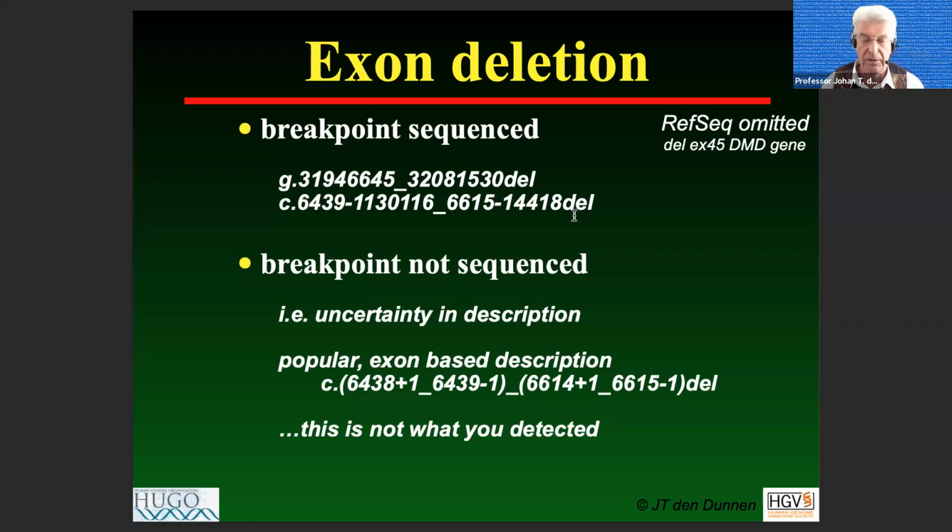The most popular description of the deletion is then based on exon format. So you indicate, assuming that this is an example of the deletion of exon 45 of the DMD gene, where the MLPA shows that exons 44 and 46 are present, then you can describe the deletion like this. The deletion starts in the intron 5' of exon 45, and it ends in the intron 3' of exon 45. The problem is, of course, that this is not what you detected.